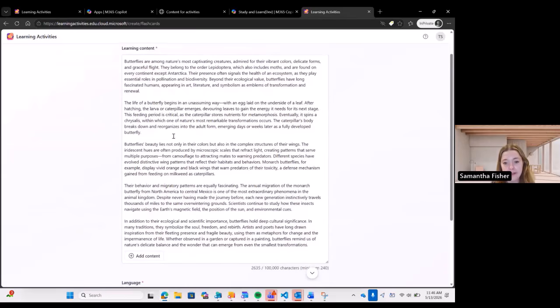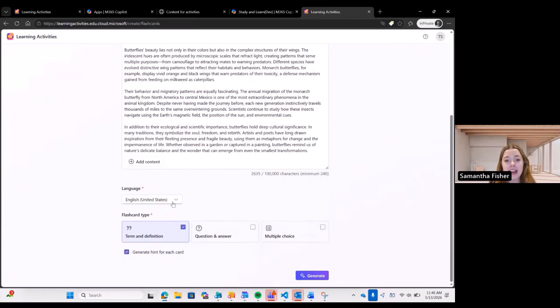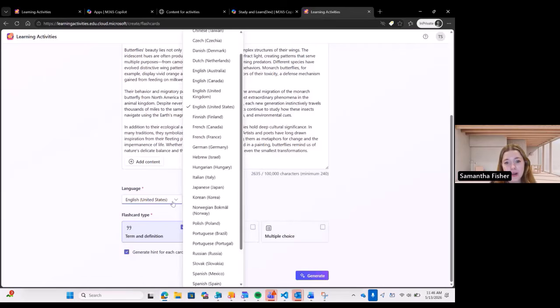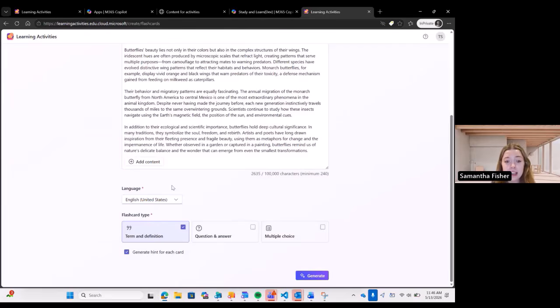I've pasted that in. And then I can select my language here. So I have it for English, but we have a bunch of different options, different locales. And the really cool thing is I've heard this actually does very well. Like if you wanted to paste in English content and change it to Swedish, for example, I've heard it does very, very well with that, especially for teachers that are teaching foreign language or things like that. A lot of people are using learning activities.